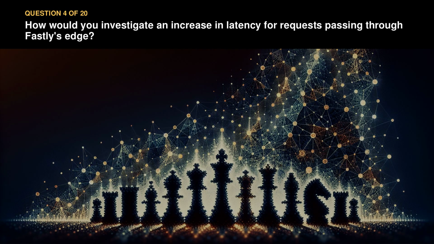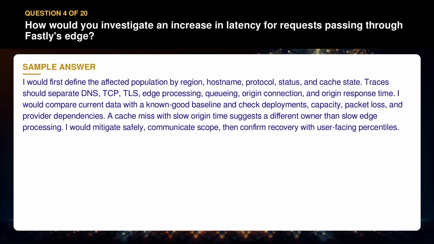Question 4. How would you investigate an increase in latency for requests passing through Fastly's edge? I would first define the affected population by region, host name, protocol, status, and cache state. Traces should separate DNS, TCP, TLS, edge processing, queuing, origin connection, and origin response time. I would compare current data with a known good baseline and check deployments, capacity, packet loss, and provider dependencies.